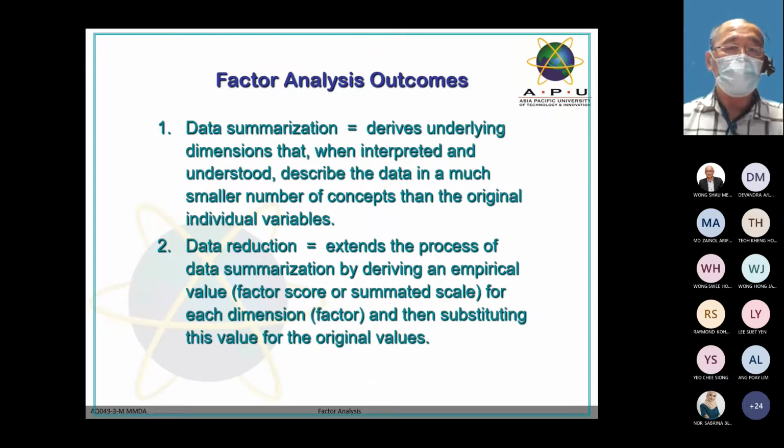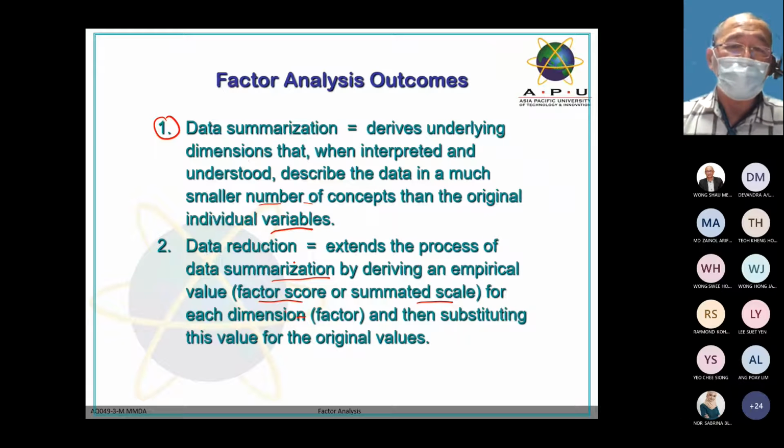So you see this now. Data summarization derives underlying dimensions that can be interpreted and understood, describing the data in a much smaller number of concepts than the original individual variables. So we summarize it. That's why we use factor analysis, because we make it become fewer variables. Under data reduction, we extend the process of data summarization by deriving an empirical value, which we call factor score or summated scale. You can see this when you look at the output.